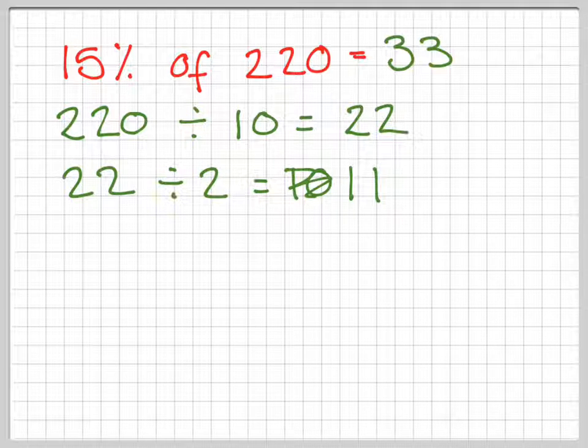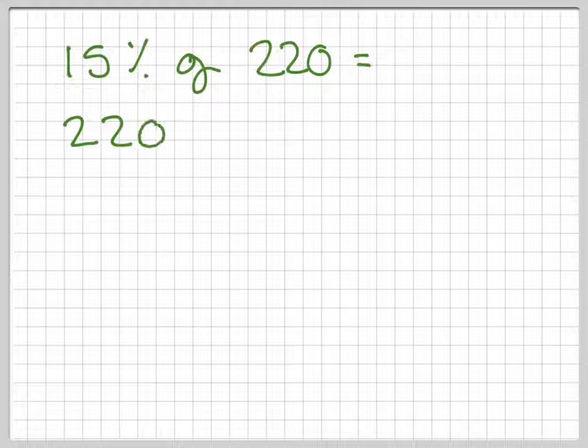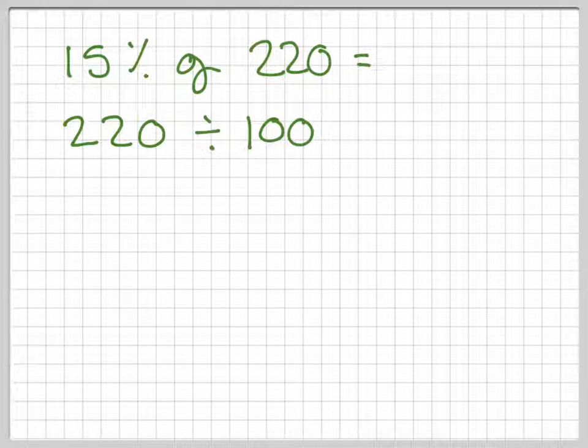Now the other way of doing this, 15% of 220, you should make fewer mistakes because you're doing fewer calculations. So the way you would do this is start by dividing 220 by 100. Now when you're dividing by 100, what you're actually doing is working out what 1% is. When we divided by 10, we were working out what 10% is. When we divide by 100, we're working out what 1% is. So we're going to do 220 divided by 100, which will give us 2.2.